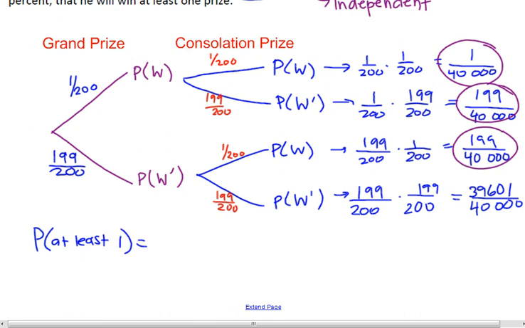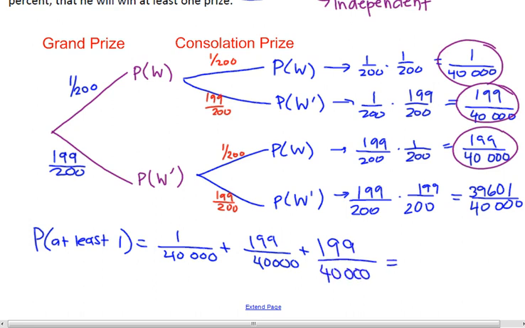We add them together because, can you do both at the same time? Can you win two and one? No, it's either you win both of them, or you win the first, or you win the second. So we're going to add them together. So the probability you'll win at least one is 399 out of 40,000.